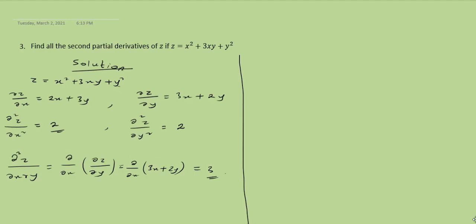And again, we'll do this square z all over dy dx. This is otherwise d dy of dz dx. The dz dx is 2x plus 3y. So if we differentiate this with respect to y, the answer will be 3. And that's all for this question.